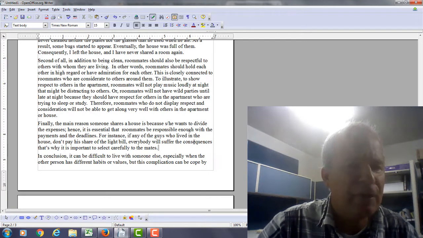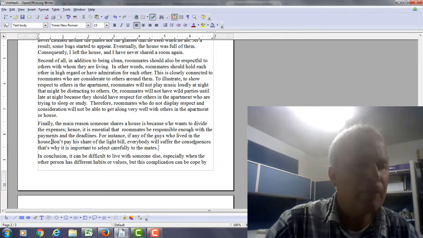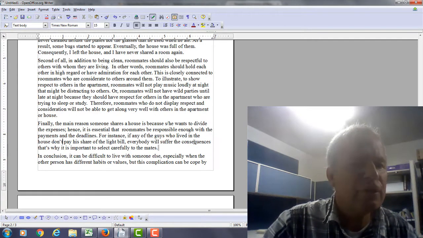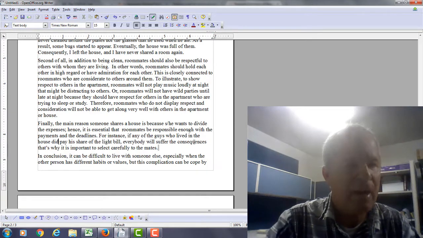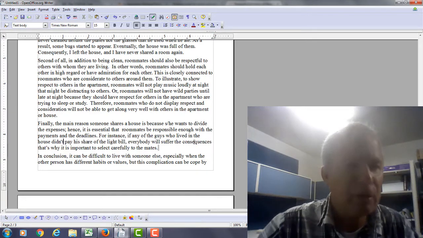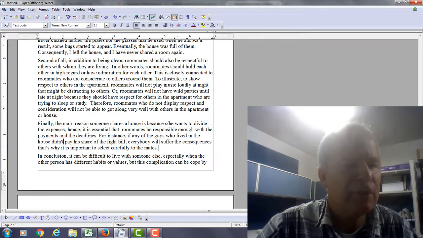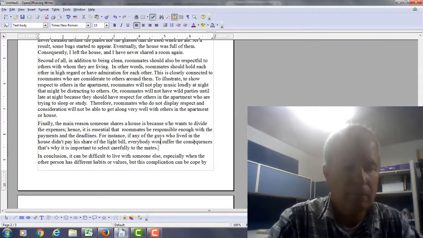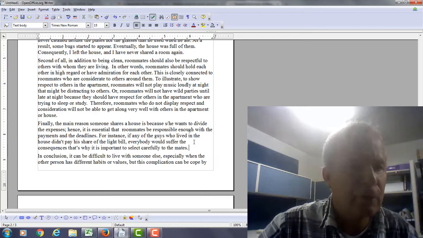For instance, if any of the guys who lived in the house, you don't need a comma here, and you're saying any of the guys who lived, you want to say didn't there. You're talking about a present impossible condition. If any of the guys who lived in the house didn't pay his share of the light bill, everybody would suffer the consequences.